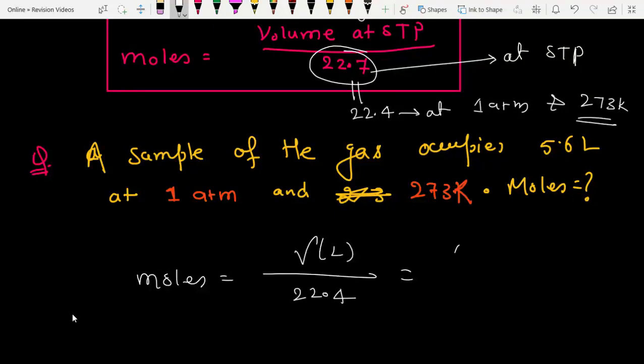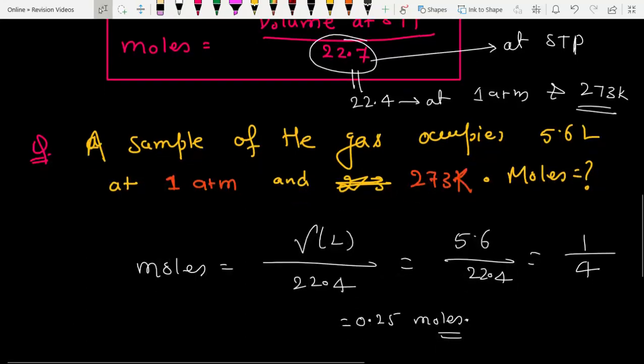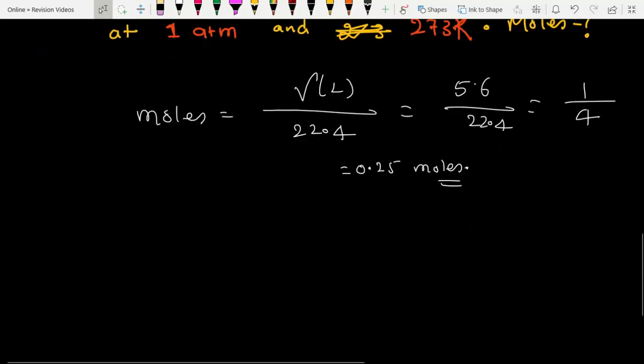Now the volume of gas is given, 5.6 divided by 22.4, which will be equal to 1 by 4. So the moles of gas will be 0.25, right? So moles will be 0.25. This is how we will use the volume of a gas to calculate its moles. There can be several examples you can try on your own.